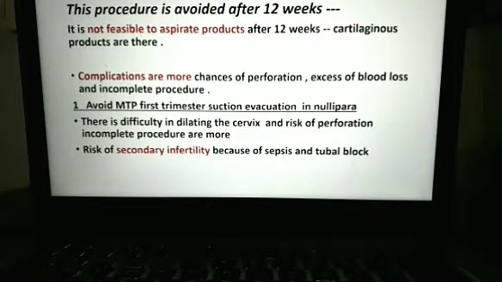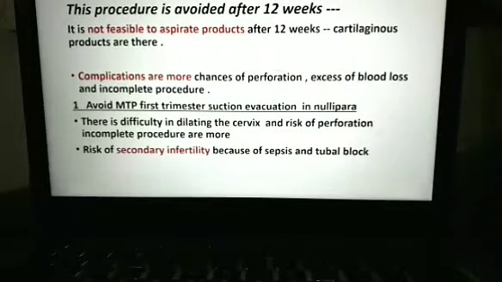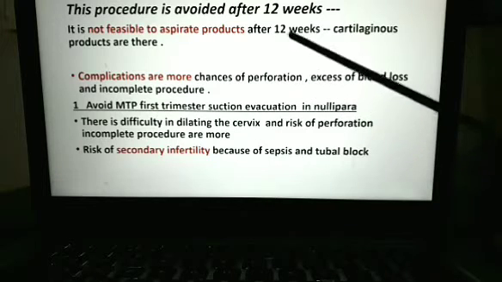This procedure is also avoided after 12 weeks because the products are cartilaginous and suction is not effective. The holes of this cannula get blocked, and enough dilatation of the cervix is not feasible. The blood loss is also excessive. There are more chances of perforation also.